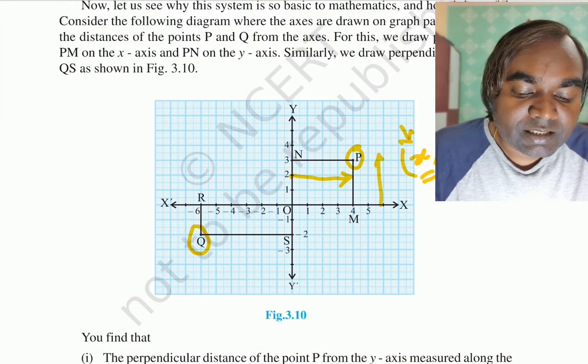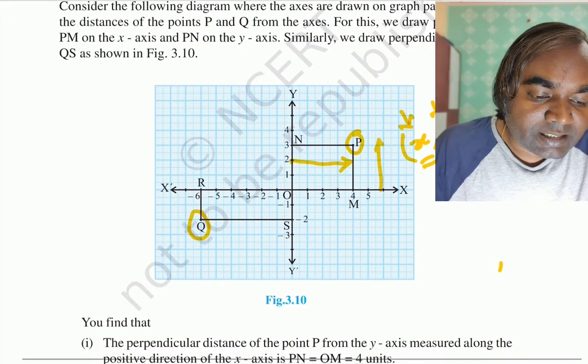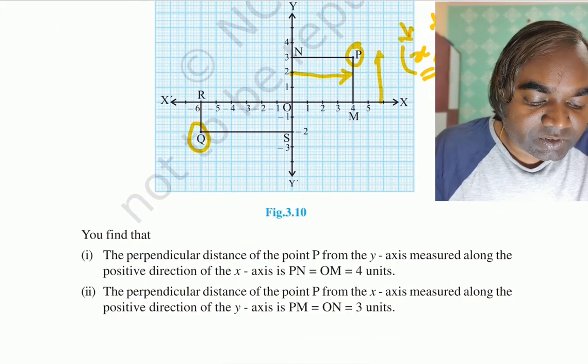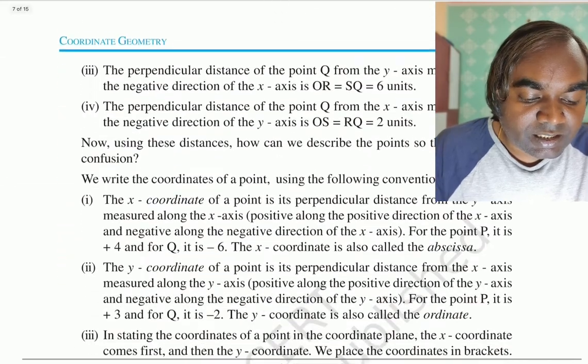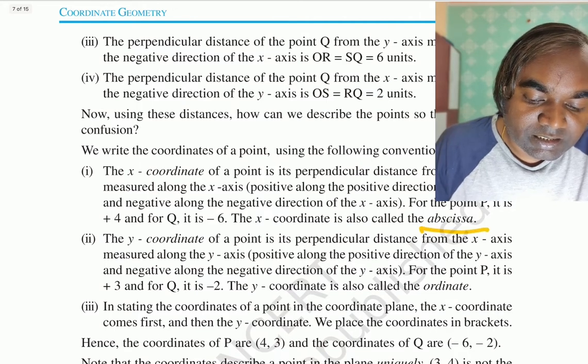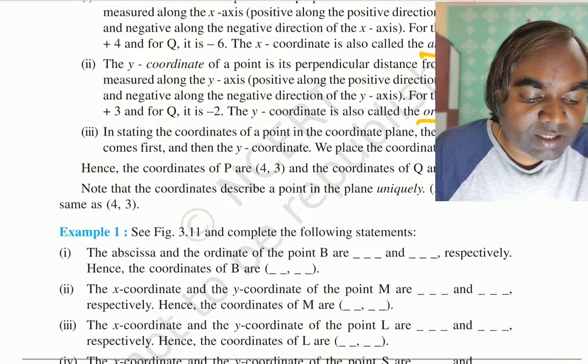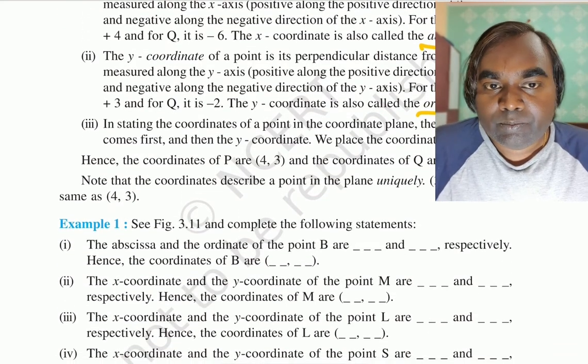And the second reference number that will decide the position of P is known as the y coordinate, and that is the distance of P from the x-axis along the y-axis. This x coordinate is known as the abscissa, and the y coordinate is known as the ordinate. So this is the abscissa and this is the ordinate. In this way you can locate any point in a plane.